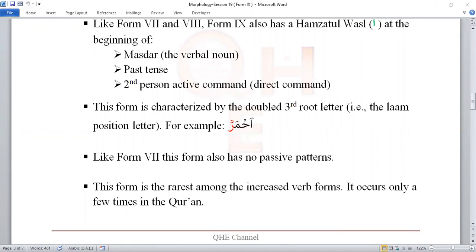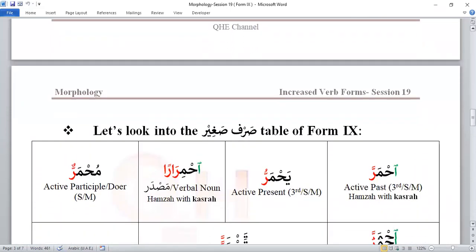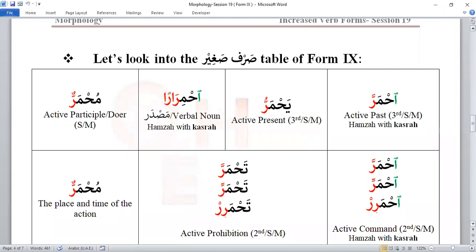Now let's look into the Saghir table. Saghir table, as we mentioned before, is basically an abridged table. It carries the singular patterns, and basically it carries masculine singular patterns. Now let's look into the patterns. Active past tense for third person singular male: ihmarra. The hamza carries kasra.